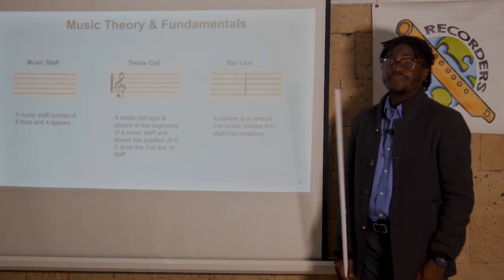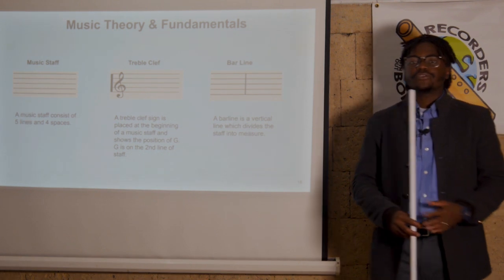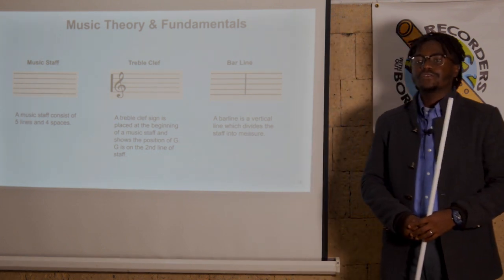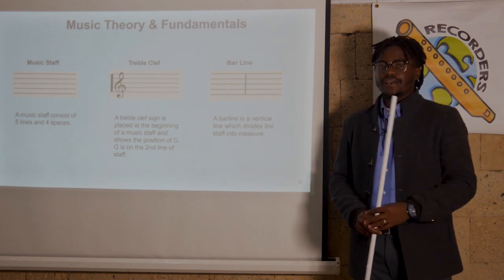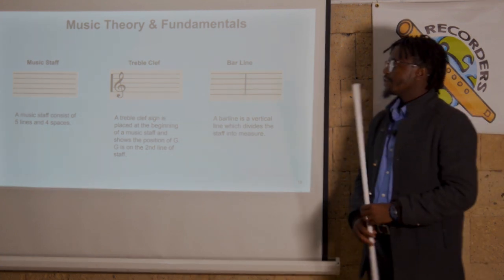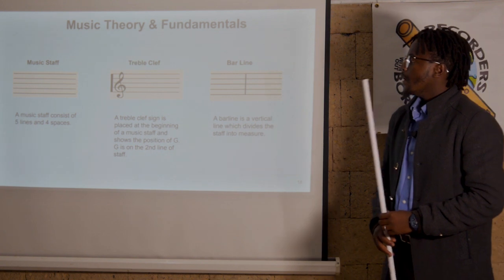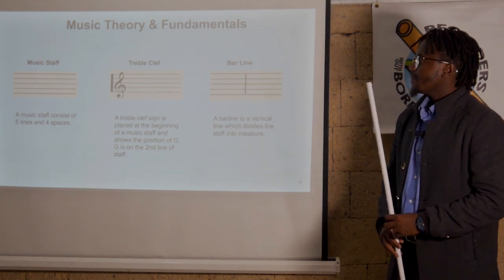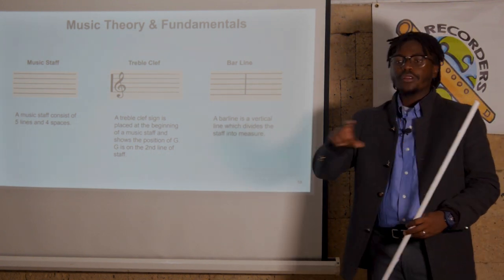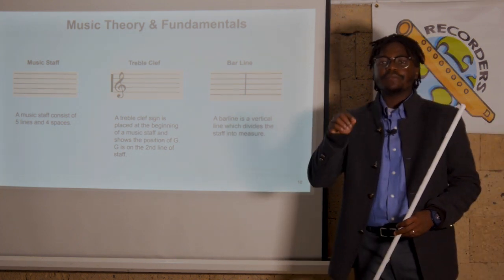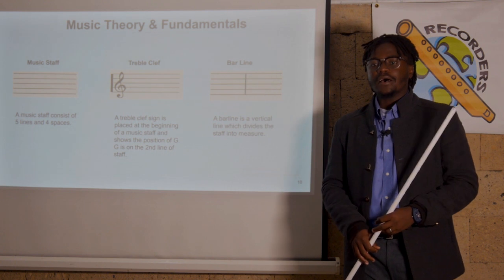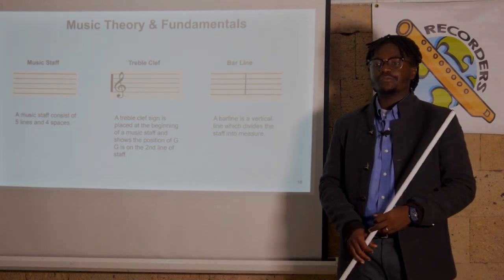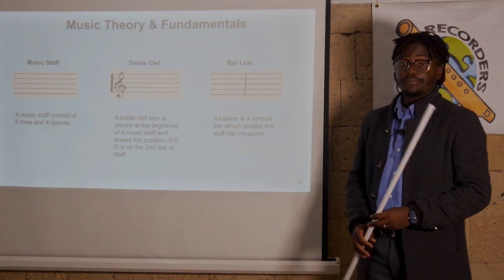Music theories and fundamentals. Now, basically when you're talking about music theories and fundamentals, I want us to highlight the music staff. What is a music staff? A music staff is 5 lines and 4 spaces drawn, whereby we are placing the music notes on them so that they help the artist or the person playing the music piece to be able to understand and interpret the music.